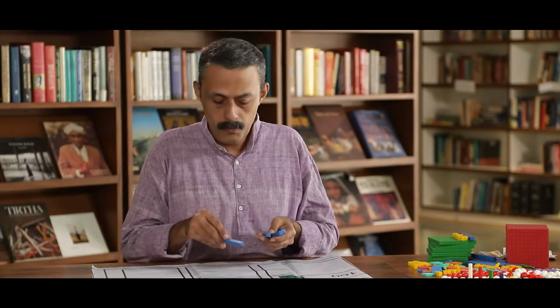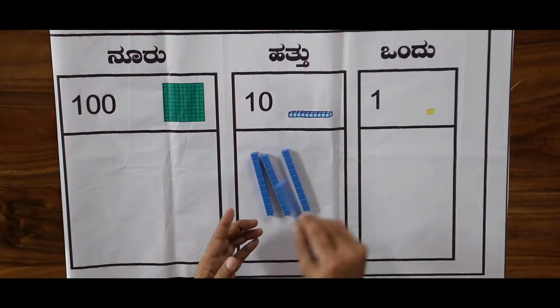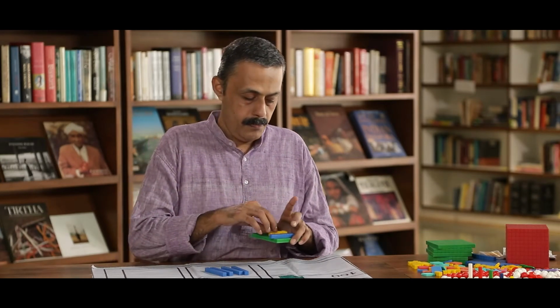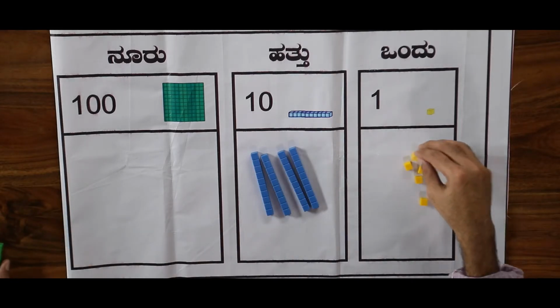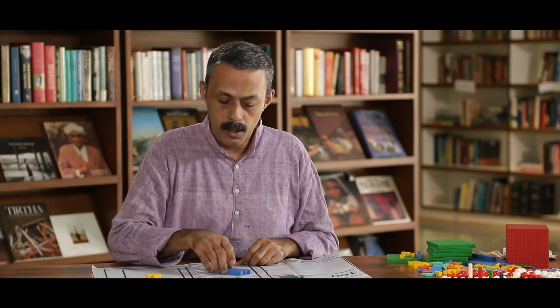To begin with, give me a number. What number will you give me? 45. Okay, let us show the number 45. How do we have to do it? Can we place these here? How many do we have to place? 1, 2, 3, 4. We have 40 here. After that, what should be placed? Should we keep the green plate or the blue rod or the yellow cubes? Yes, yellow cubes, right? How many? 1, 2, 3, 4, 5. 45.